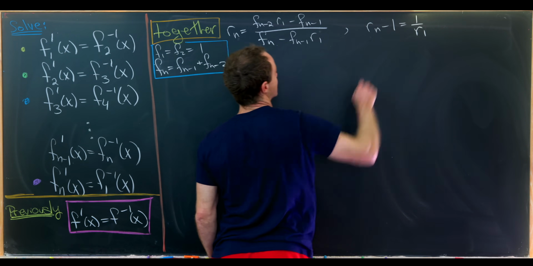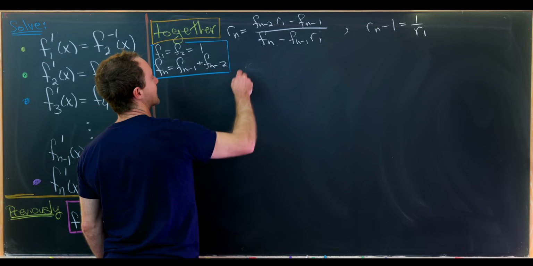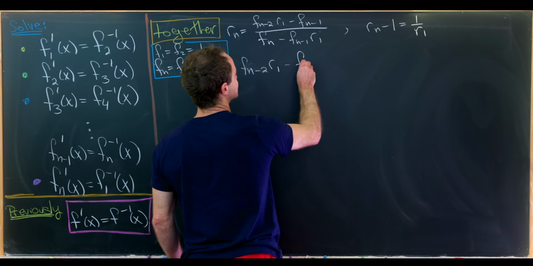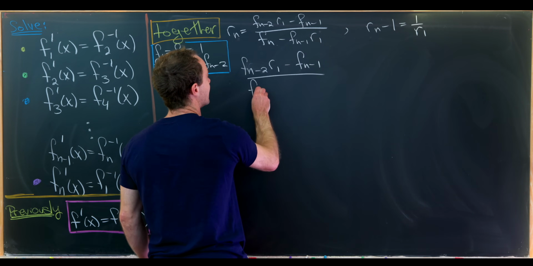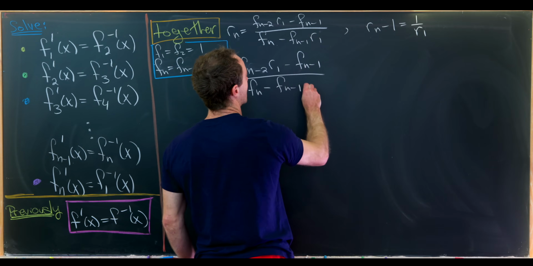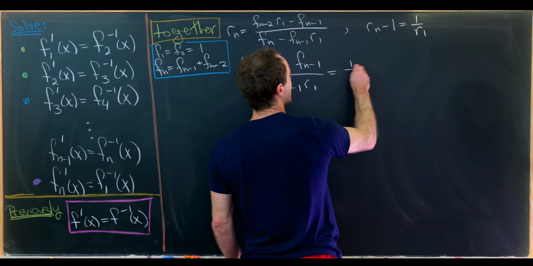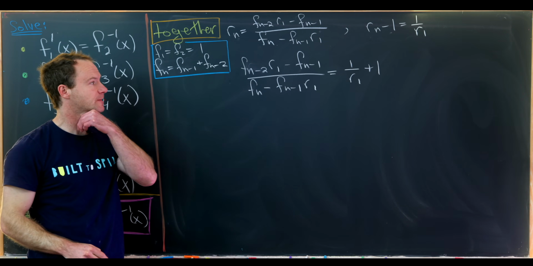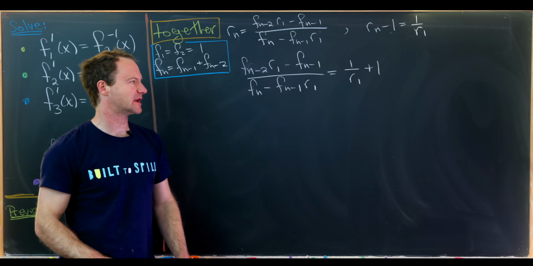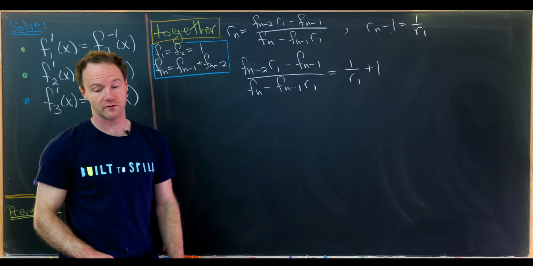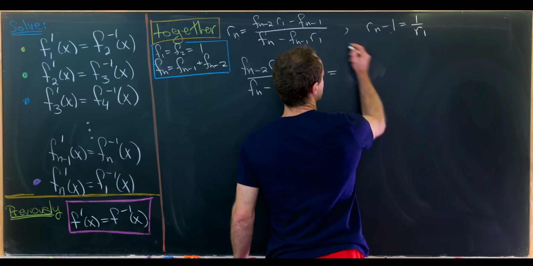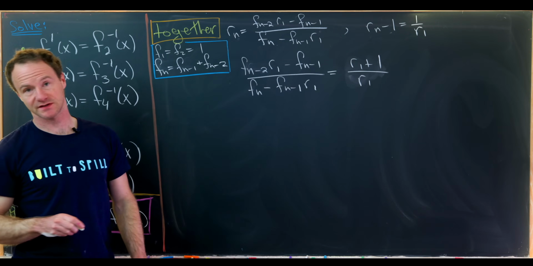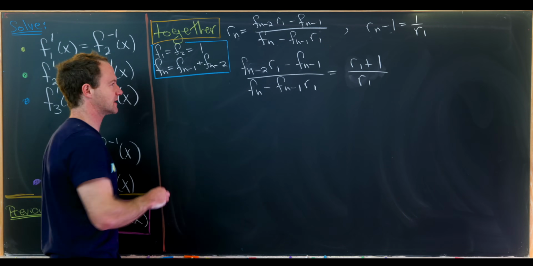So we'll have Rn minus 1 is 1 over R1, but I'll take Rn and rewrite it like this. So we'll have Fn minus 2 times R1 minus Fn minus 1 over Fn minus Fn minus 1 R1 equals 1 over R1 plus 1. That's for moving this 1 over. Great. But now from here, I'm going to give this a common denominator. So I'll think of that 1 as R1 over R1. So I'll rewrite this as R1 plus 1 over R1. Okay, so that's good. Now let's cross multiply and see what we get.